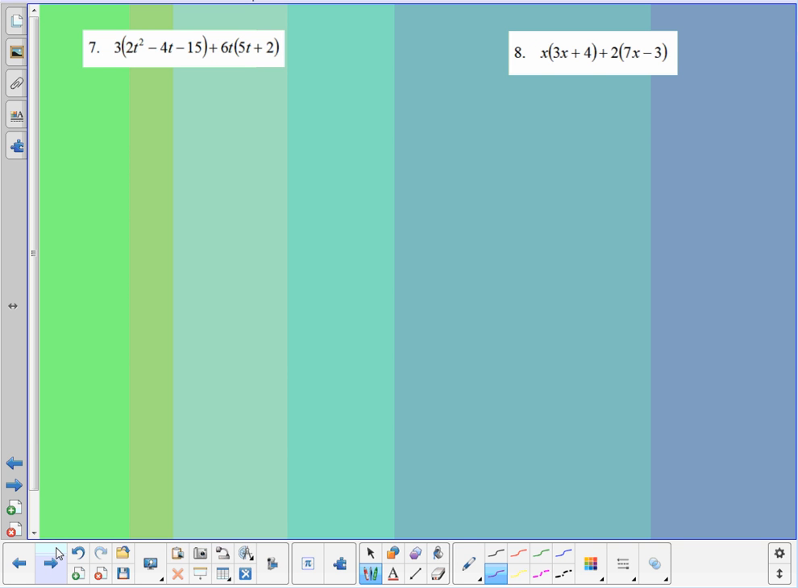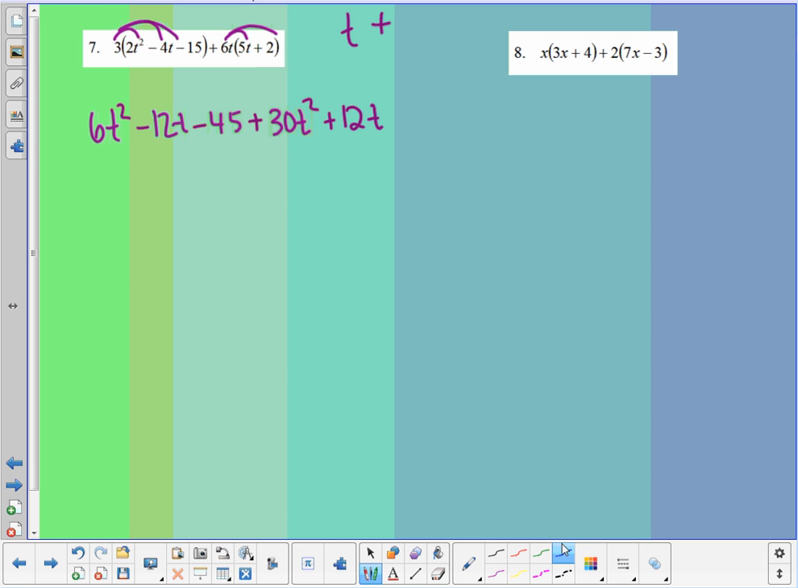In number 7, I have that 3 that's on the outside that needs to go to everything in the first set. Then I have a 6t that goes to everything in the second set. Be careful when you write t as a variable. It helps if you put a little tail on it so that you can tell that it's a t and not a plus sign, because they look very similar. So 3 times 2t squared is 6t squared. 3 times negative 4t, negative 12t. 3 times negative 15 is negative 45. Then 6t times 5t is plus 30t squared. 6t times 2 is plus 12t.